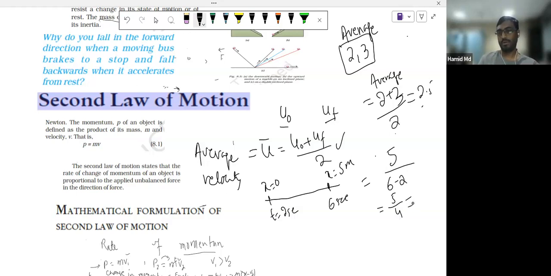It is 1.25 meter per second. Yes, sir. Okay. Romeza, you got the answer? Yes, sir. So this is the average velocity.